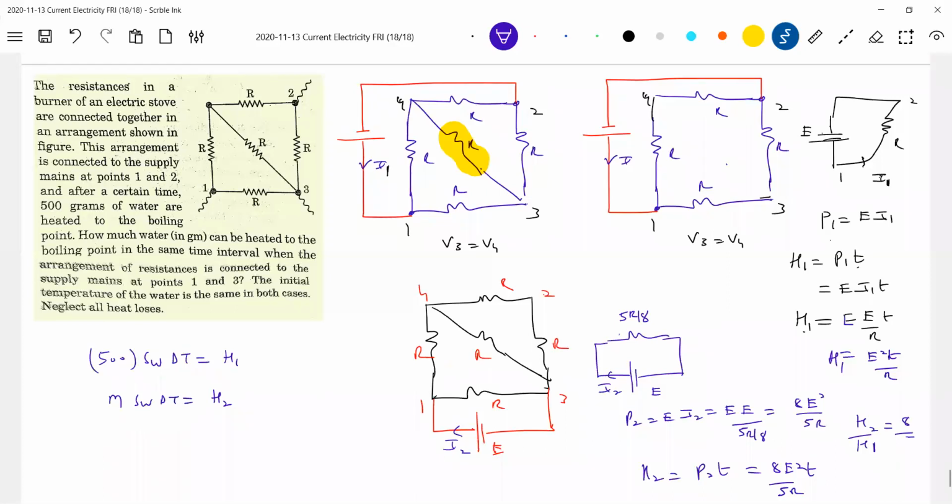H2 by H1 will be 8 by 5. So m by 500 equals H2 by H1. 800 grams is needed.